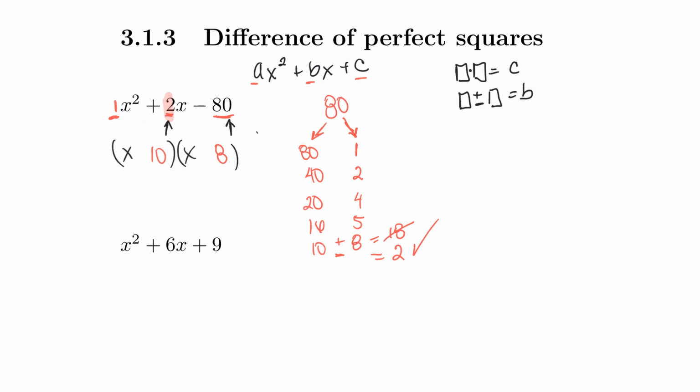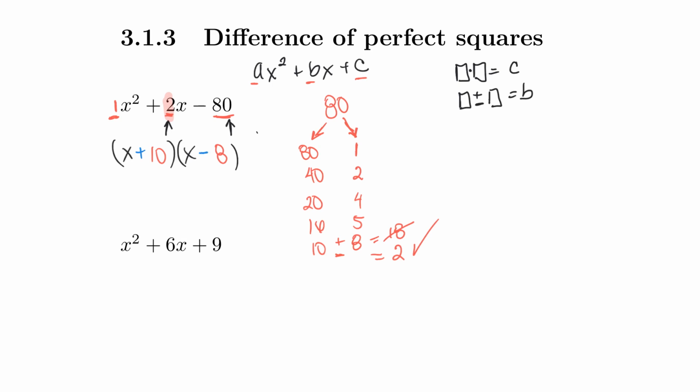And for the difference to be positive, the largest term has to be positive, right? So in this case, we have 10 and 8, where 10 is greater than 8. So 10 is positive and 8 is negative. How do I know this?